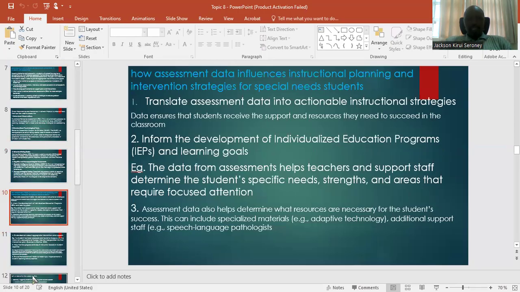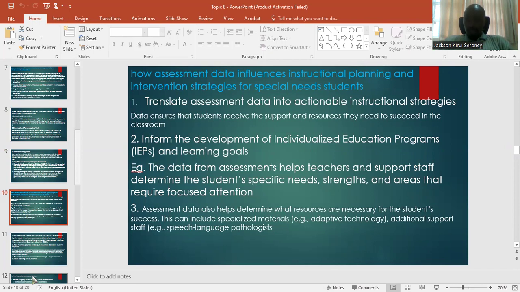Then the other area of interest is on how to share assessment data with stakeholders. Now, this data, we need to translate it into actionable plans. We need also to inform development of individualized education programs. The data helps teachers and support staff to determine the students' specific needs, strengths, and areas that require attention and focus.